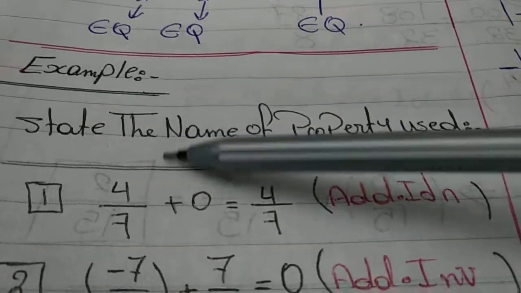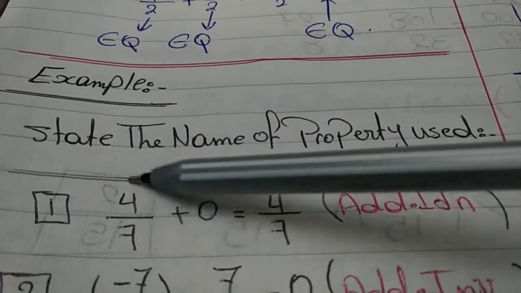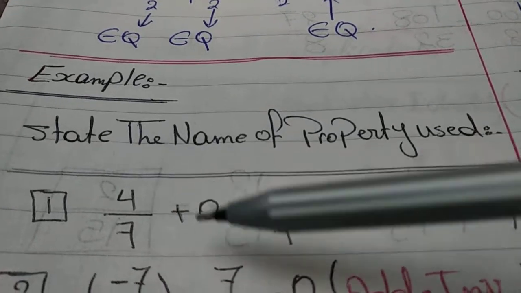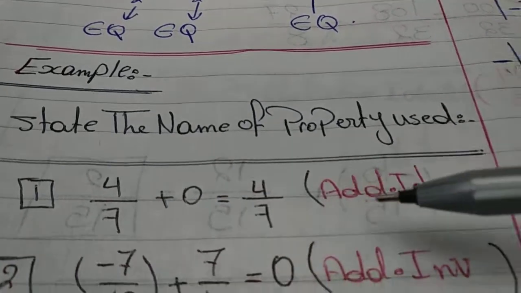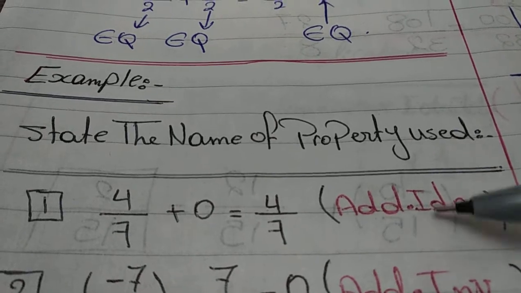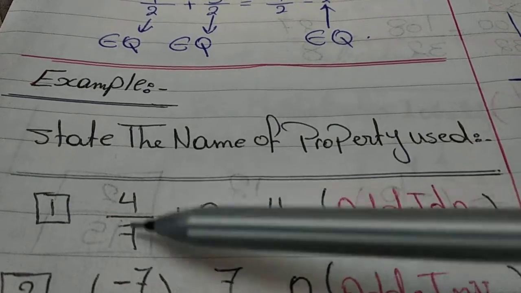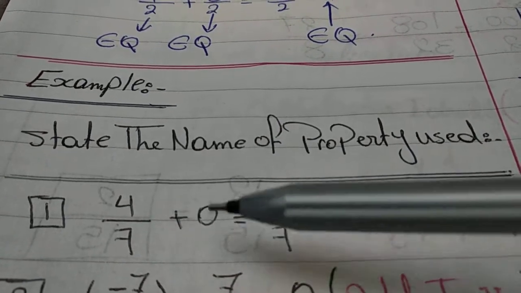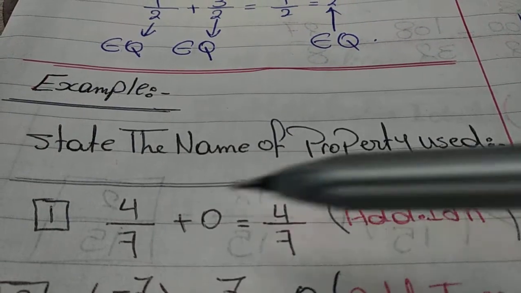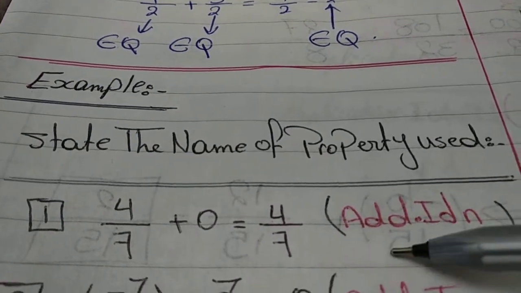If I see the 0 added to any rational number, this means that this property is the additive identity property. Why? Because I add 0 to the number, and if I add 0 to the number, the answer will be the same number. This is additive identity.